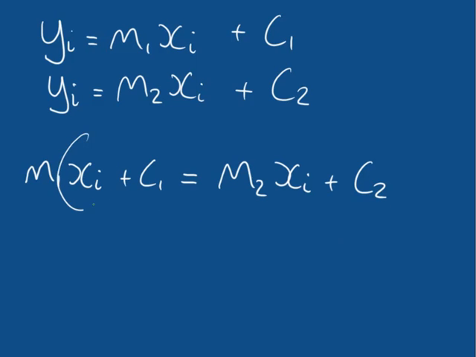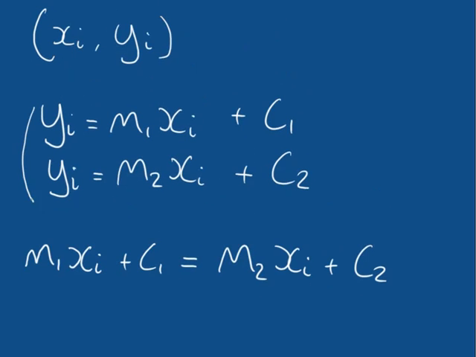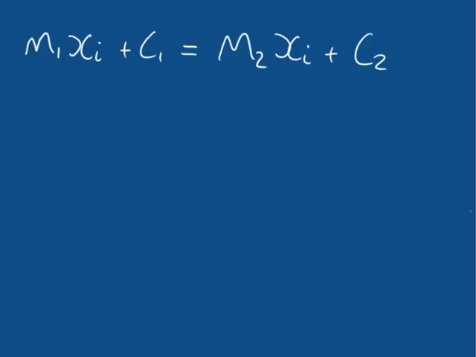And as long as we can find the x-coordinate, we can then take that and use either of these two equations here to determine the y-coordinate of the point of intersection. So let's rearrange this equation and solve for xi. It's going to be pretty simple.